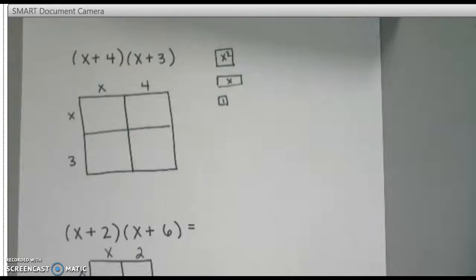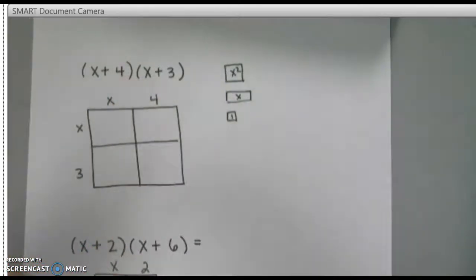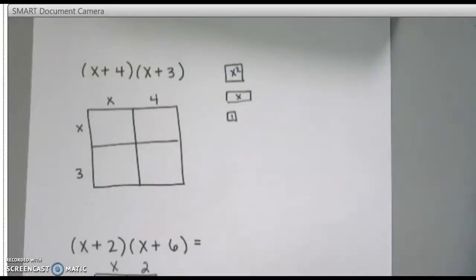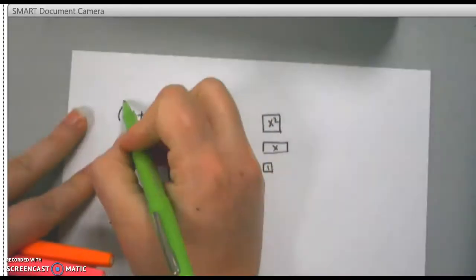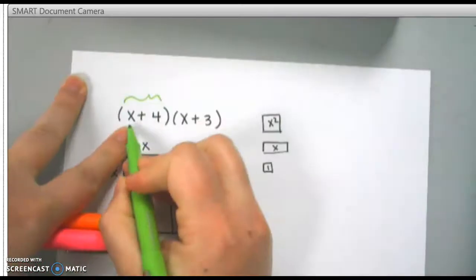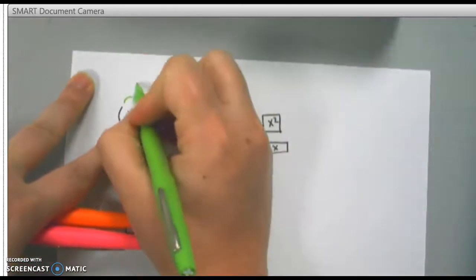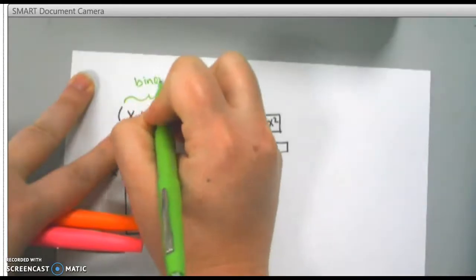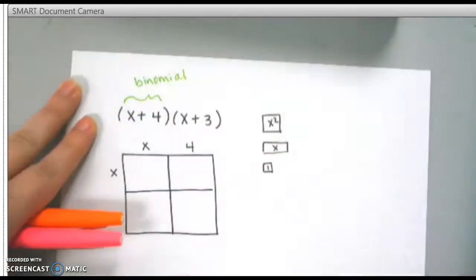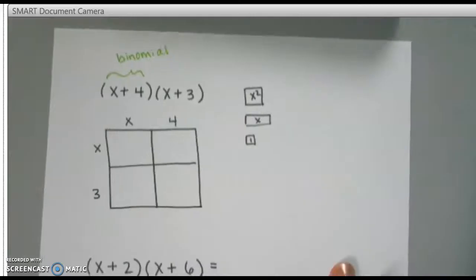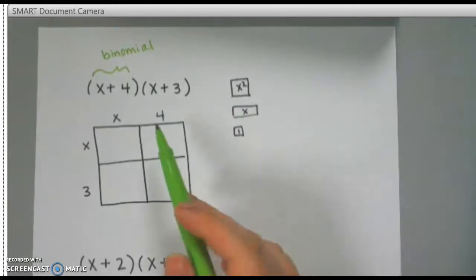Hi guys, in this video I'm going to show you how to multiply and factor some polynomials. So these are two binomials. These are called binomials because there's two terms. So x is a term and 4 is a term. So that whole thing in parentheses is called a binomial. All right, so I am multiplying these two binomials together.